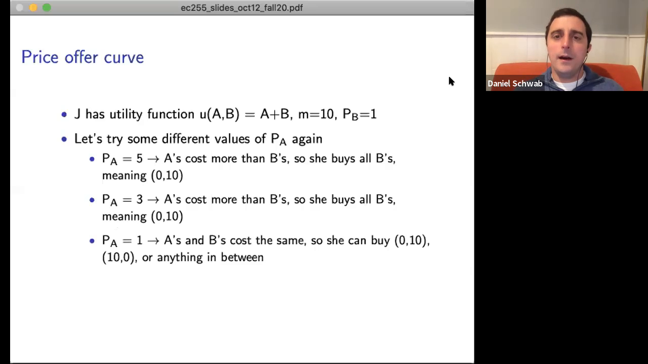Okay, what about when the price of apples is 1? So when it's exactly the same as bananas? Well, in that case, we know that apples and bananas cost the same. And so 0, 10, that maximizes her utility. 10, 0, that maximizes her utility. So does 9, 1 or 4, 6 or anything at all, as long as she spends all of her money. And so that's all that she has to do in order to get the maximum amount of utility.